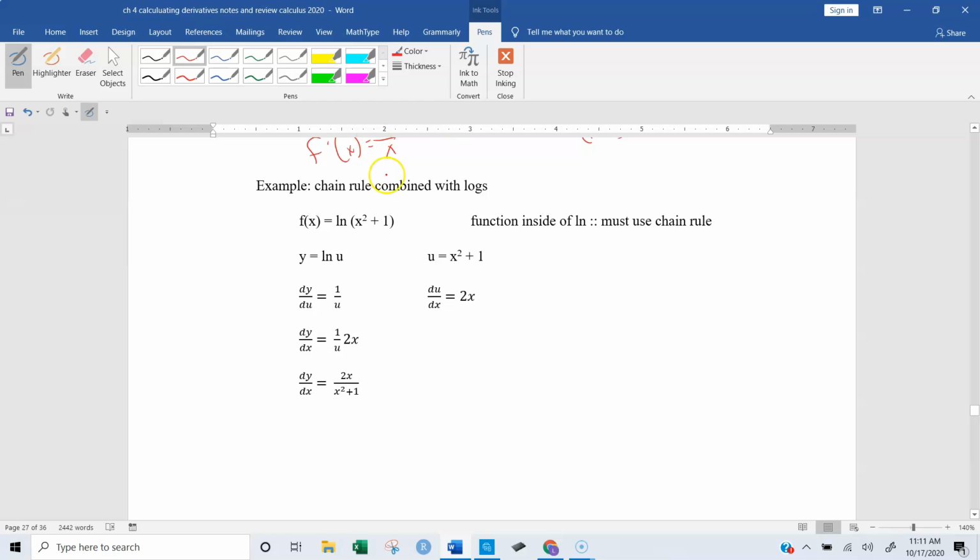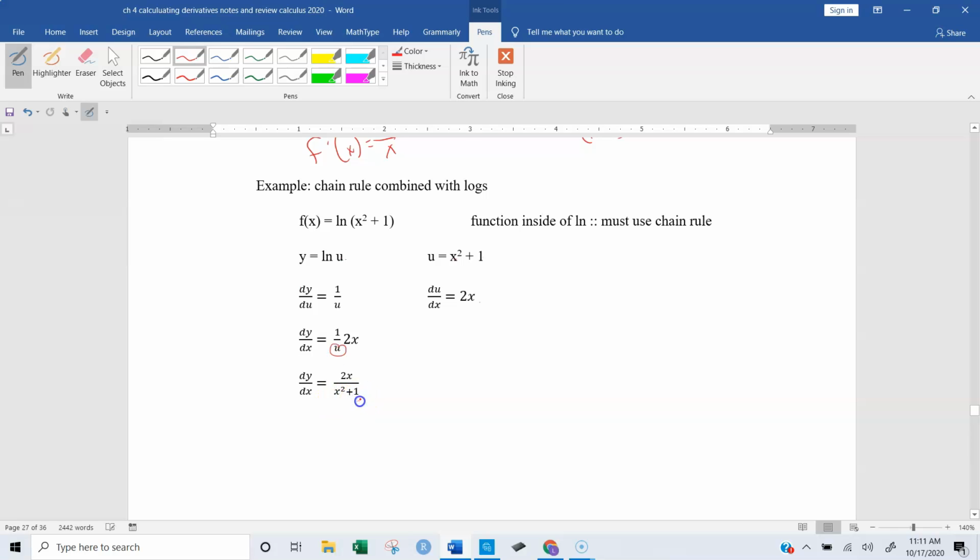Okay, chain rule. Natural log of x squared plus 1. I'm going to break this down into u's. If you can do it without, that's fine. So we're doing the natural log of u, and x squared plus 1 is what u is. So now I know the natural log of u, so the derivative of y with respect to u is just 1 over u. Derivative of u is 2x. We have to multiply these things, which is 1 over u times 2x. Replace our u with what it originally is, x squared plus 1.